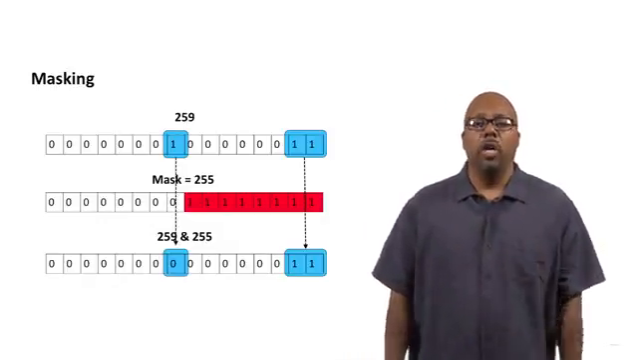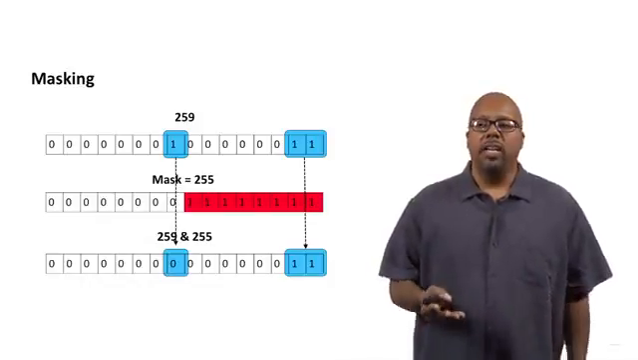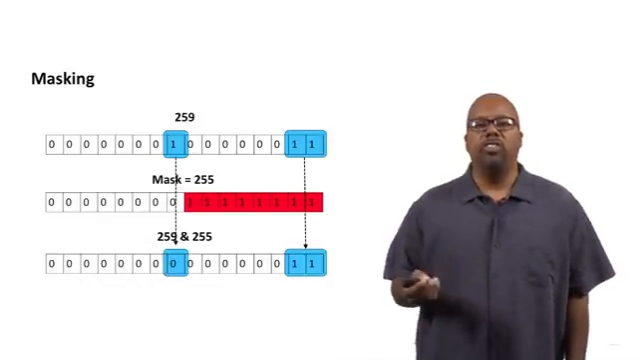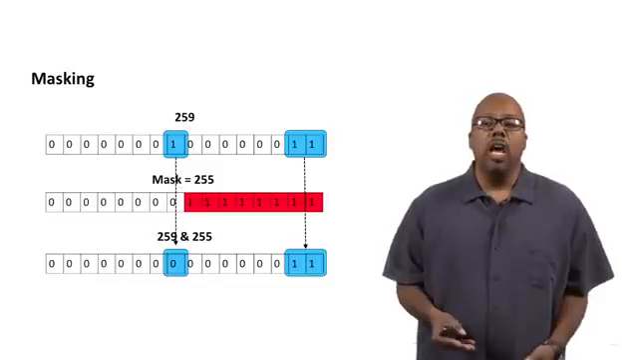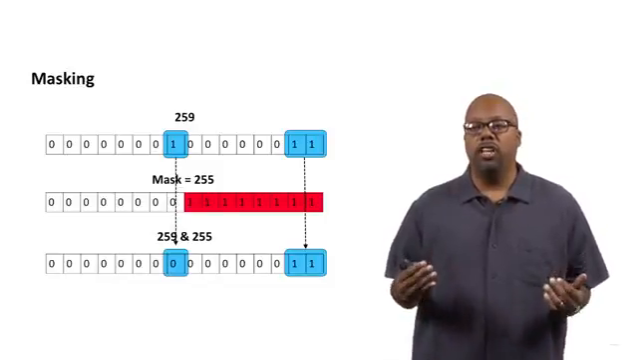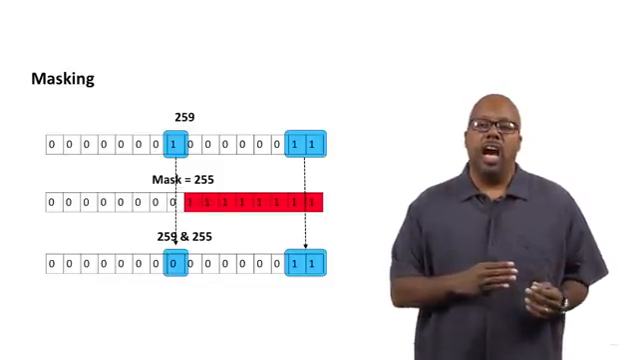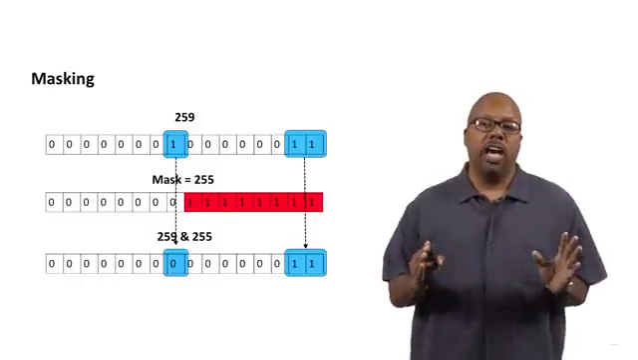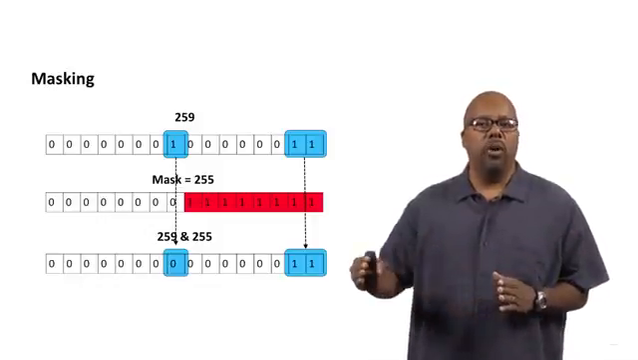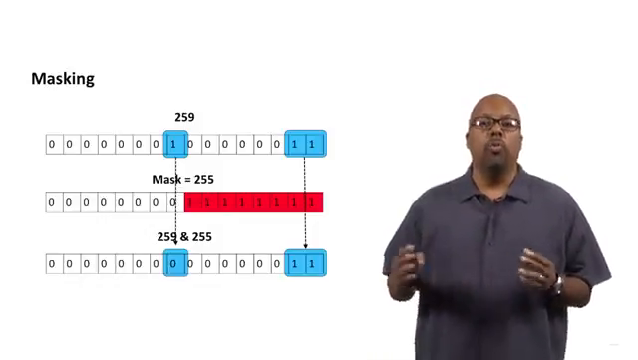So how do we do that? What we do is we create a mask. Now the mask you can see is valued 255. That's its decimal representation. But in binary you see it right there underneath the 255. Basically it looks like its high 8 bits are all zeros, and its low 8 bits, which are highlighted in red, are all ones.